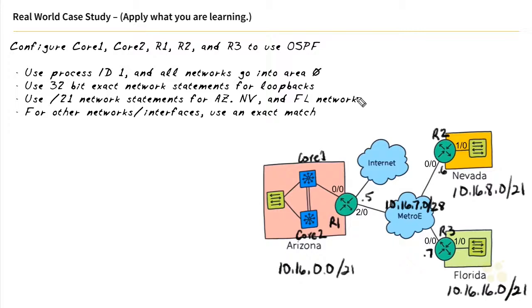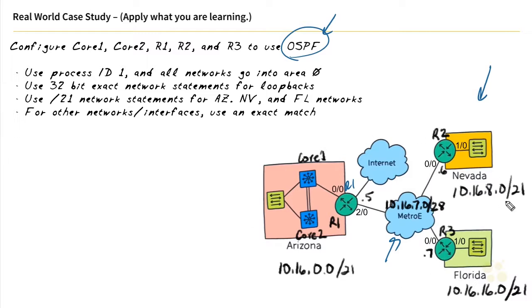So you and I, we sit down in a nice comfortable chair next to Bob, and he breaks out this diagram showing us what their intention is. And so they've got Arizona, Nevada, Florida. They've got Metro Ethernet connecting them together, and they want to implement OSPF. So this Metro Ethernet is simply like a layer 2 VLAN, one network segment, and they're using 10.16.7.0 with a 28-bit mask on that network segment. And router 1, 2, and 3 are all directly connected to it. R1 is using .5, R2 is using .6, and R3 is using .7.